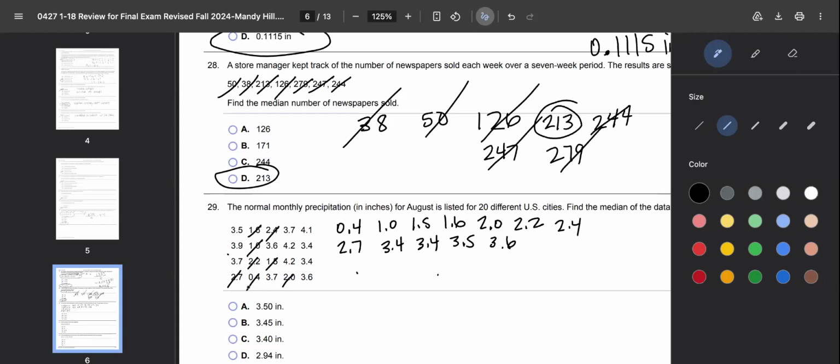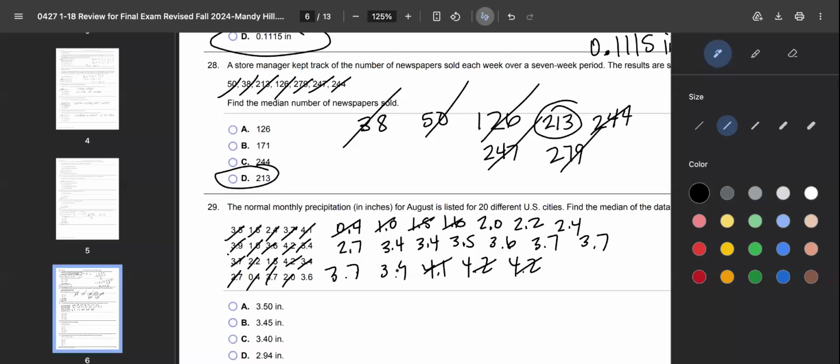2.7, 3.4, 3.4, 3.5, 3.6. Okay. 3.7, 3.7, 3.7, 3.9, 4.1, and then 4.2, 4.2. Okay, so we would want to mark one off at the beginning and the end to try to find the one that's in the middle. You're just going front, back, front, back.